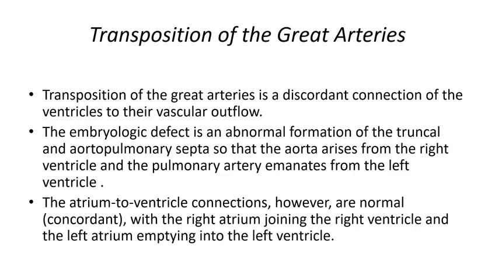Second is transposition of the great arteries that causes right to left shunting. It produces ventriculo-arterial discordance. So the aorta lies anterior and arises from the right ventricle, and the pulmonary artery is relatively posterior and arises from the left ventricle. And the outlook for infants with TGA depends on the degree of blood mixing, the magnitude of tissue hypoxia, and the ability of the right ventricle to maintain the systemic circulation.